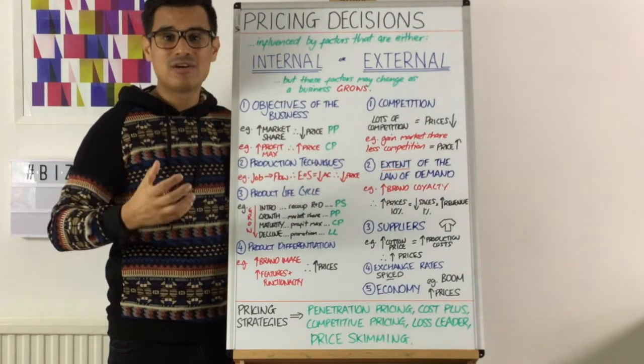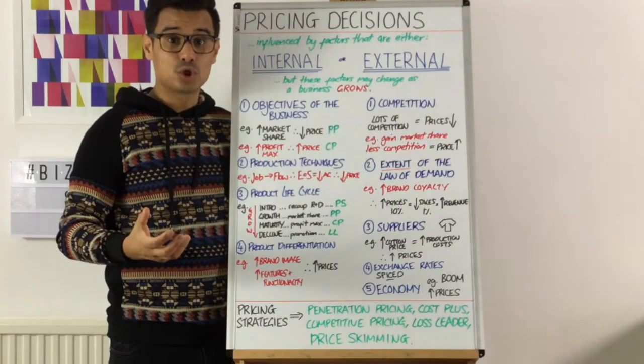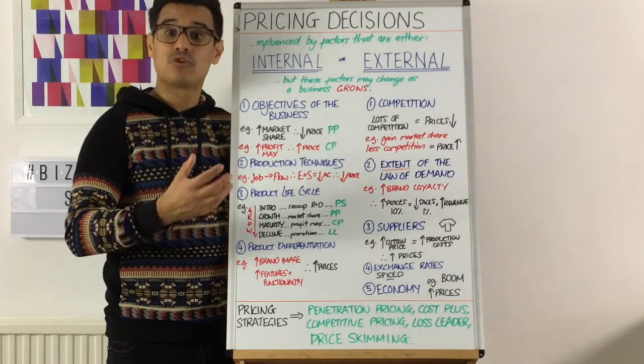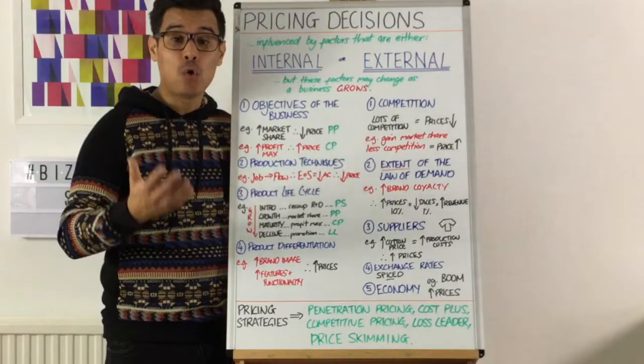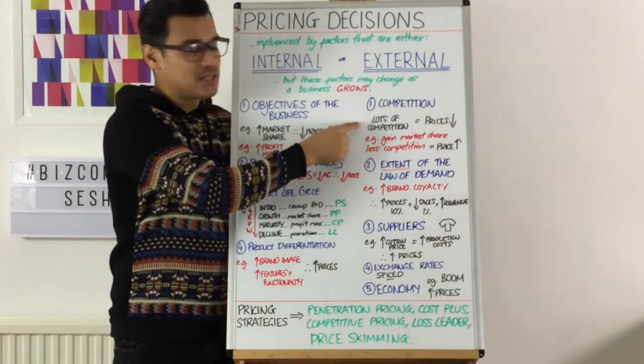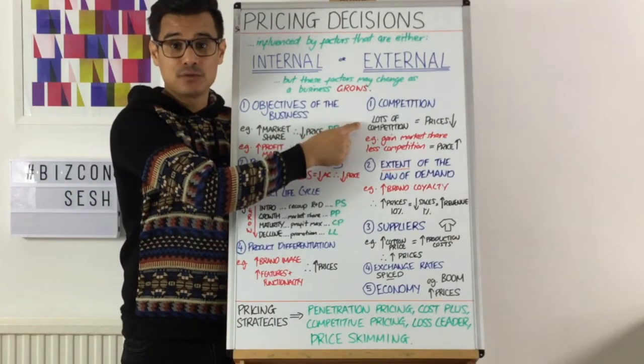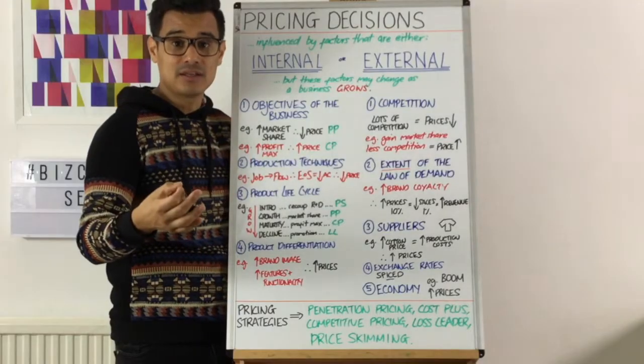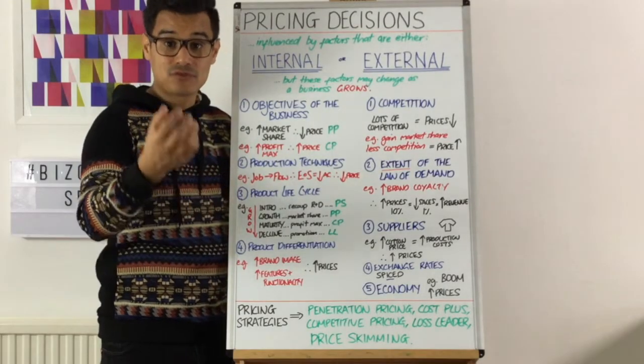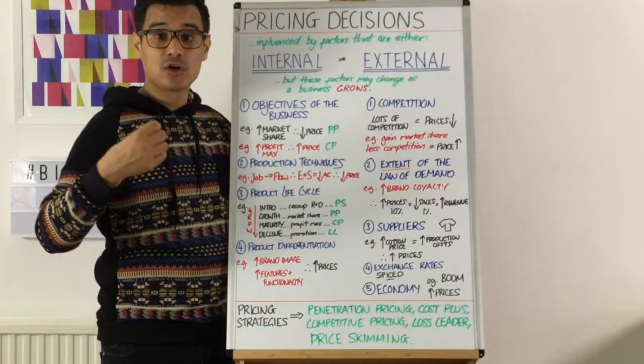So factors that are already outside of the business's control and how they could affect pricing decisions. So the first is competition. Competition is important because if you've got lots of competition, if you're in a competitive market, well, that means that you're probably going to have to reduce your prices to be competitive.